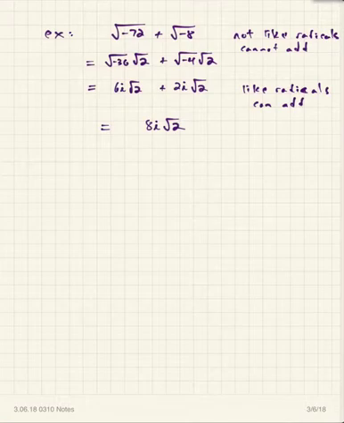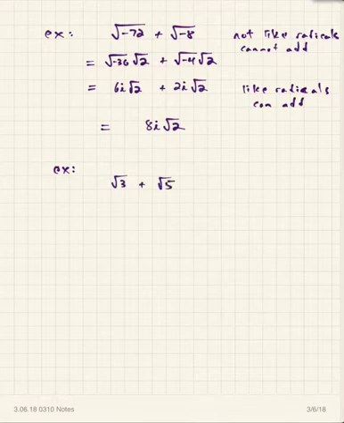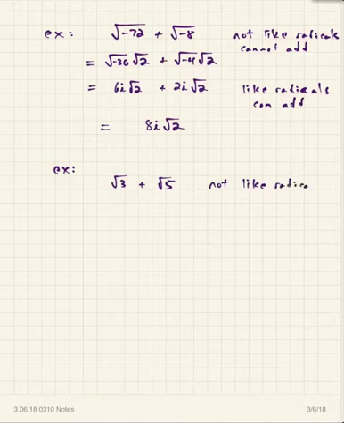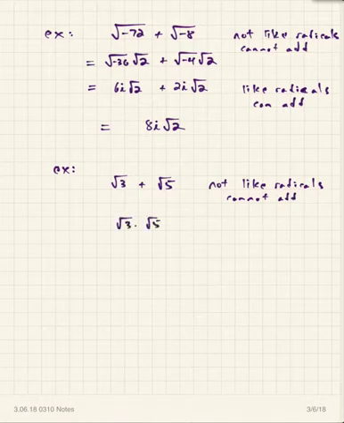The next thing I want to point out here before we start tackling complex numbers specifically is we have talked frequently about the fact that, let's say square root of 3 plus the square root of 5, not like radicals, cannot add these together. So not like radicals cannot add. But then the square root of 3 times the square root of 5, if it's multiplication, it is okay to multiply these, and you do get the square root of 15.